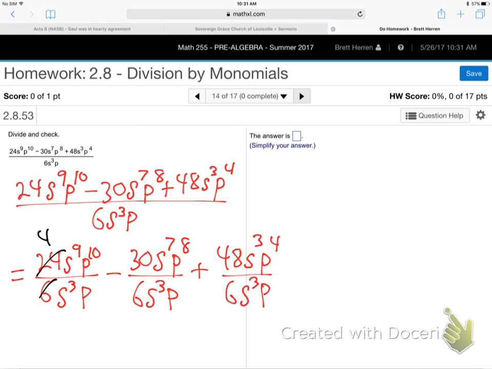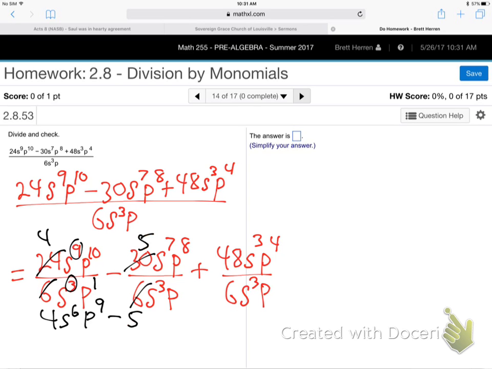So 6 into 24, 4 times. Subtract 9 minus 3, 4s to the 6th, and subtract the p powers, 10 minus 1, p to the 9th. Is that making sense? Divide the numbers, subtract the powers. Is that good? All right, so now 6 into 30, 5 times.